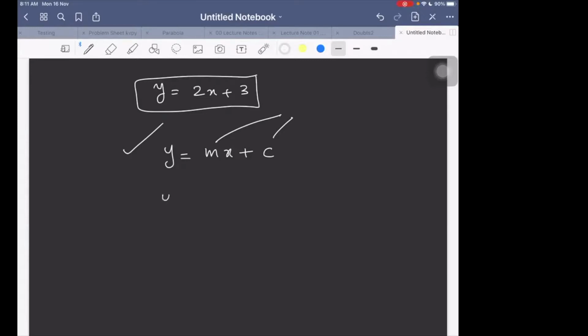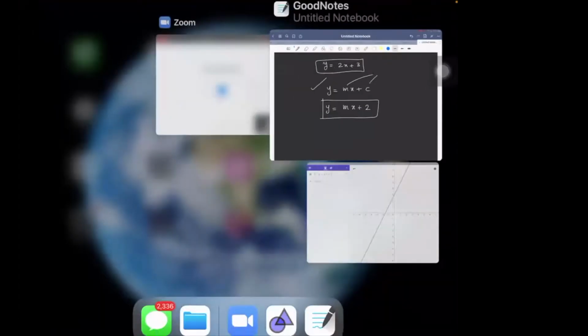So for example, if I fix the value of c and say y is equal to mx plus 2, what does this signify? Y is equal to mx plus 2. What does it signify? I'll show you this. Please listen carefully.